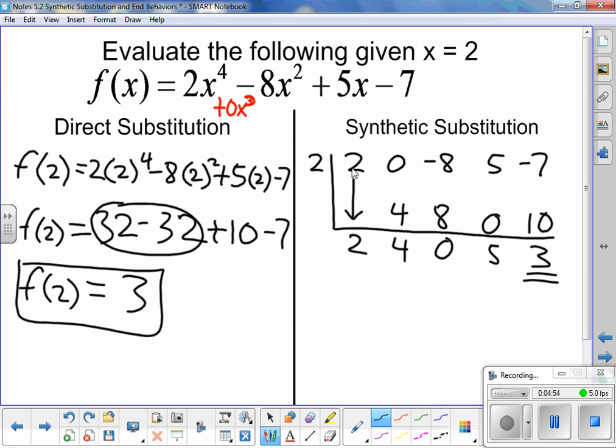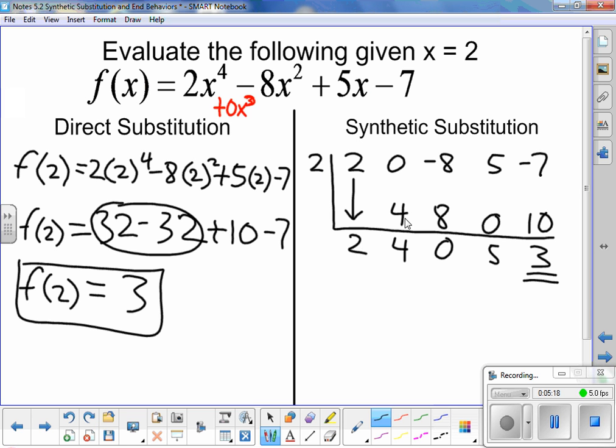Okay, the next thing we did was, I wrote what I was plugging in on the outside of this little bar thing. This is just to help us organize our thoughts. It's kind of like an upside down division bar. Put the 2 on the outside and then your coefficients on the inside. Then the first step was to bring down 2. Now you just multiply and combine. So multiply by this number right here, whatever you're plugging in, that's what you're multiplying by.